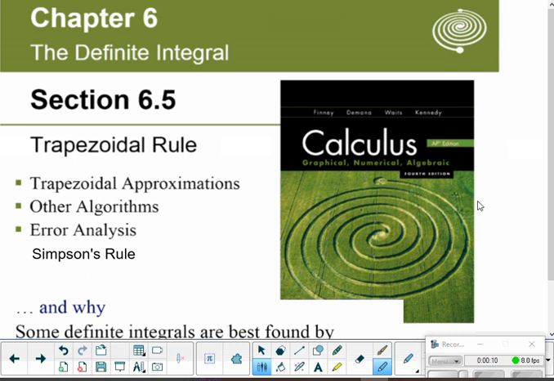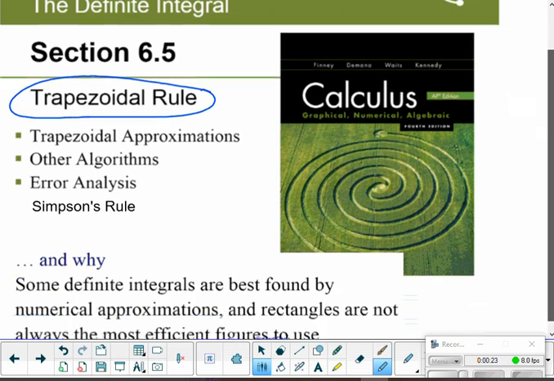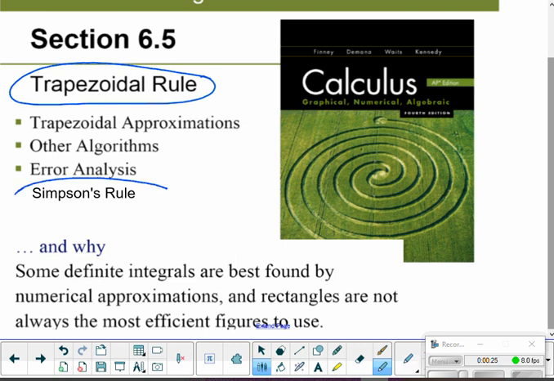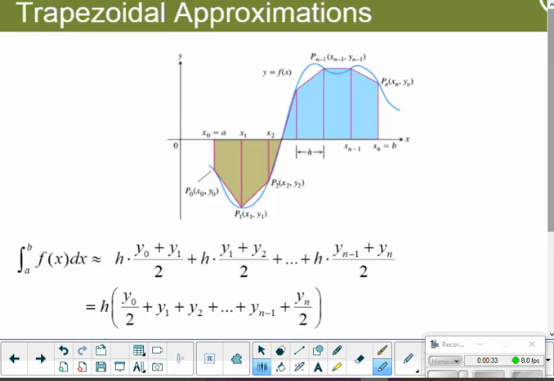Hey, welcome. Section 6.5 has two pieces of information. One is about the trapezoidal rule, so approximating using trapezoids. Not new to us, right? We've done this one before. And then the other one is Simpson's rule, which is new to us and has a formula that expresses another way to calculate the area under a curve.